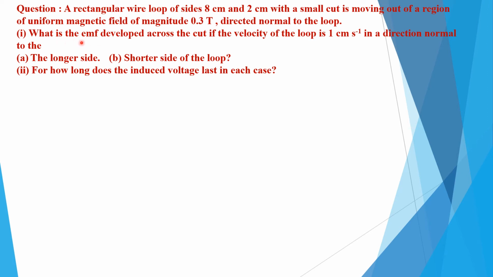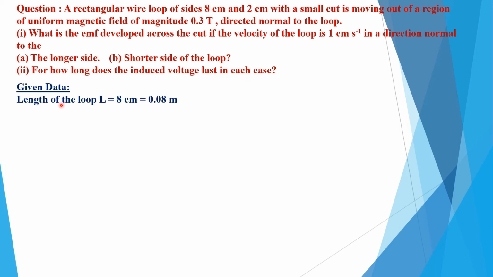Calculate what is the EMF developed across the cut if the velocity of the loop is 1 cm per second in a direction normal to the longer side, and to the shorter side of the loop, and calculate for how long does the induced voltage last in each case.